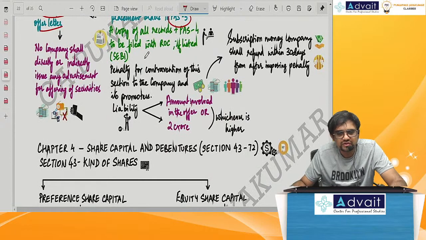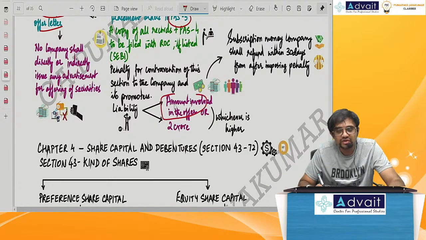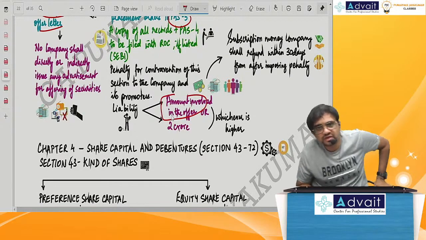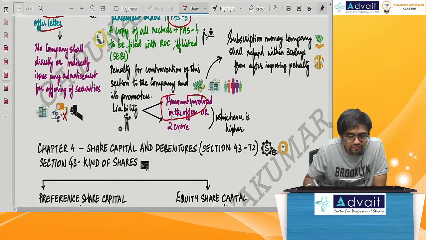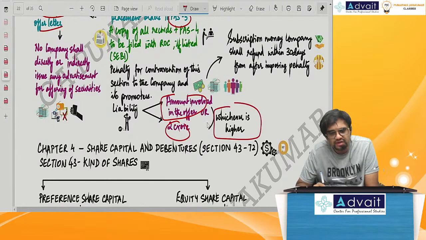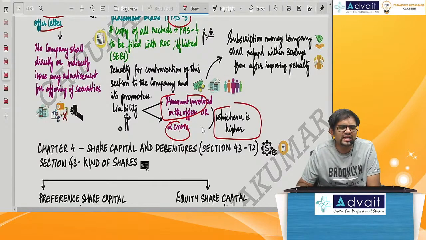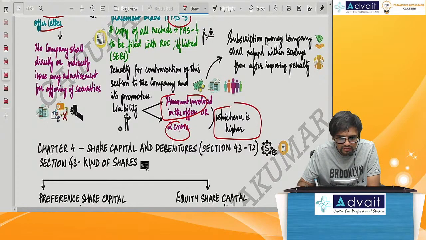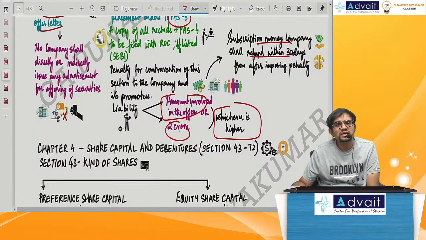Penalty for contravention in all these things: see the contravention, amount involved in the offer. It can be 5 crore, 6 crore, 7 crore. Amount involved in the offer or 2 crore, whichever is higher. If the amount involved is just 10 lakhs, but you have done a private placement in a wrong way, how much, guys? 10 lakhs or 2 crore? 2 crore. Subscription money also should be refunded within 30 days after imposing the penalty.